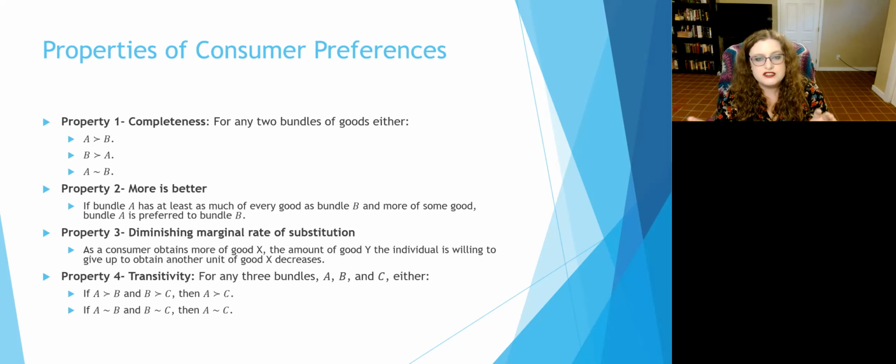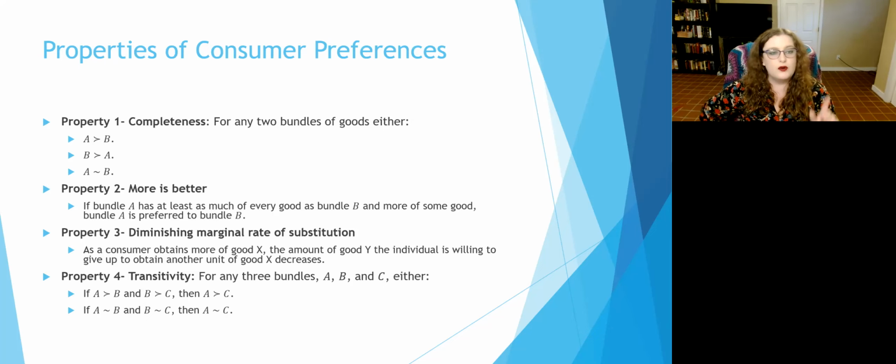But for every 2 sets of goods, for every 2 bundles of things you can purchase, you're either going to prefer one, or you'll prefer the other one, or you'll be indifferent between the 2. There's no other option. It has to be one of those. We call this completeness. It's one of the laws of economics when we're talking about preferences.